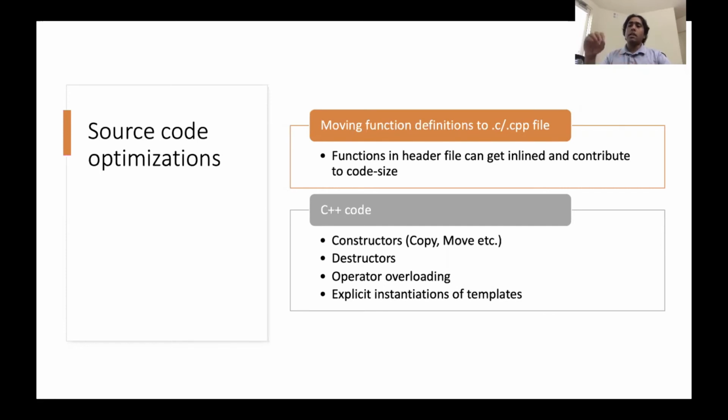We can explicitly instantiate those definitions in the CPP file, and there are many tricks to do that. You can search online. And similarly, we can explicitly instantiate those templates and save code size again.